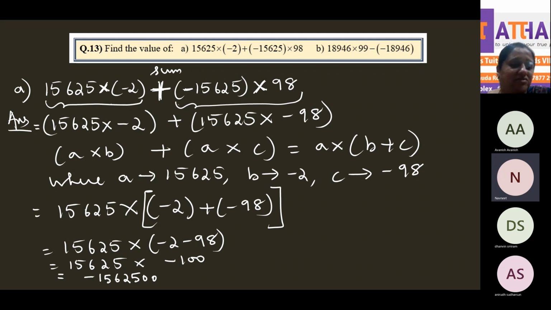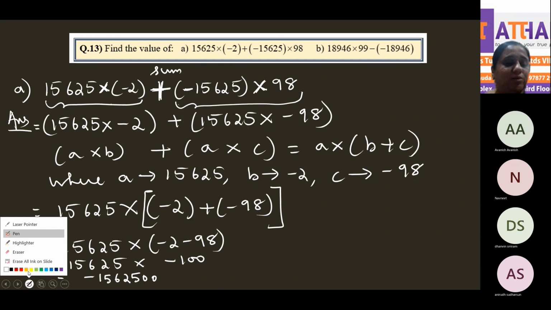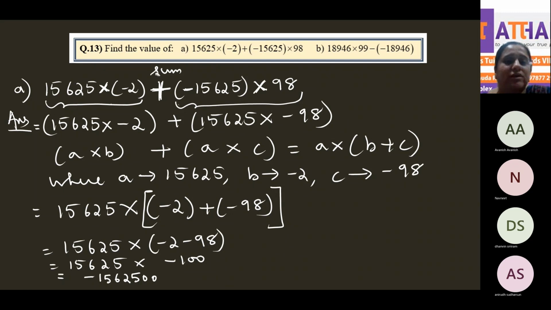Yeah, practice the sum. This is very important. This is how we use the distributive property of multiplication over addition. Otherwise, it's difficult. You will take a longer time to find this answer because you'll have to multiply 15,625 by 2, then multiply 15,625 by 98, and then add. So using the distributive property, we find the answer in less time.